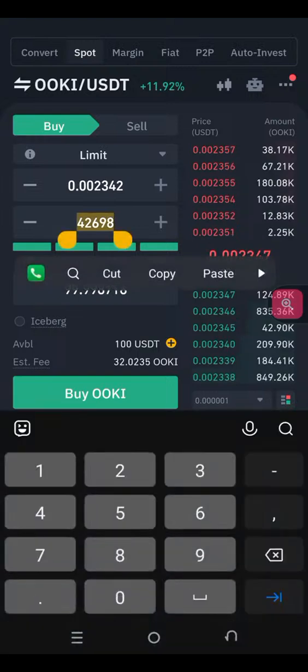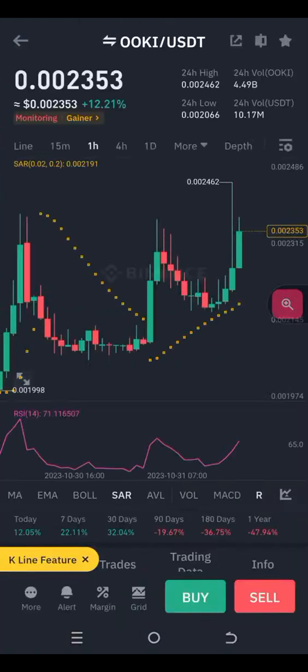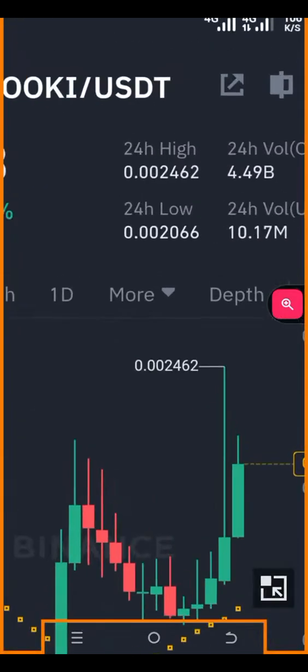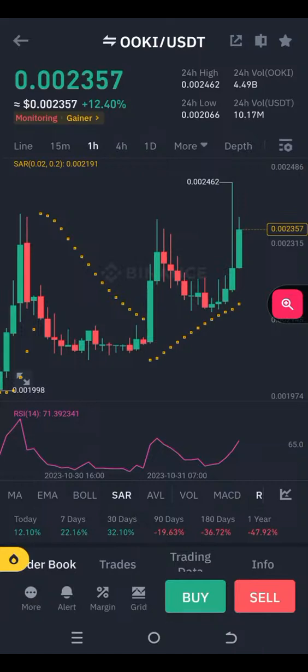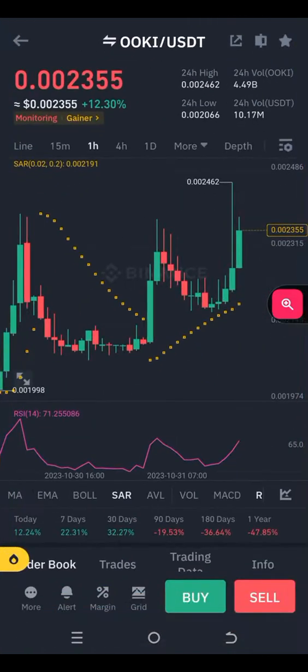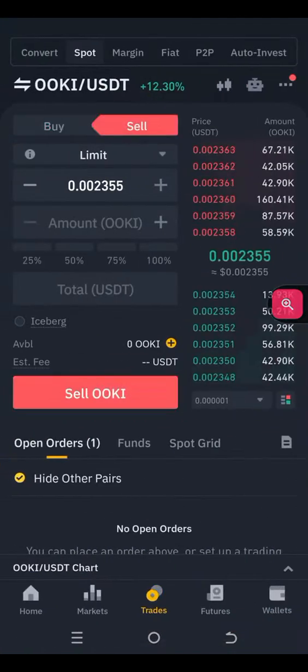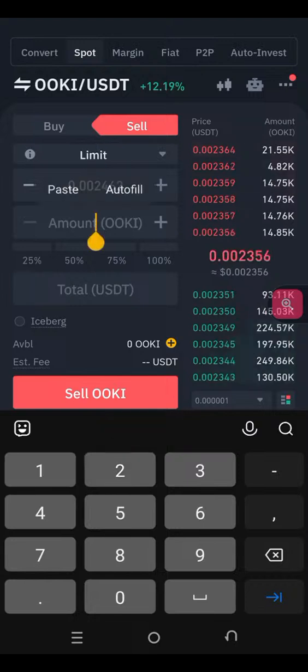42,698. I cut that out, and then I go back and check where was the highest it went to in the last one day. It went to 2462. So there is a tendency for it to still get there and go beyond, right? So we're going to try that out and see how much we can make. 2462. Okay, so we go back in there, click on sell, place. Okay, no, we have to edit that to 2462, right? And then paste our OOKI.